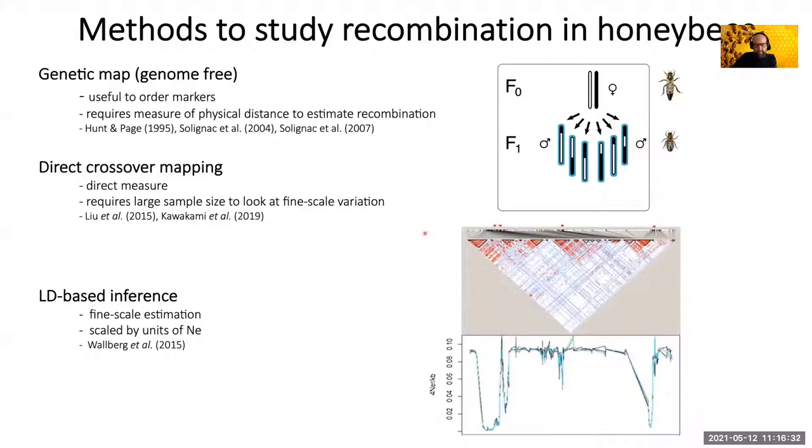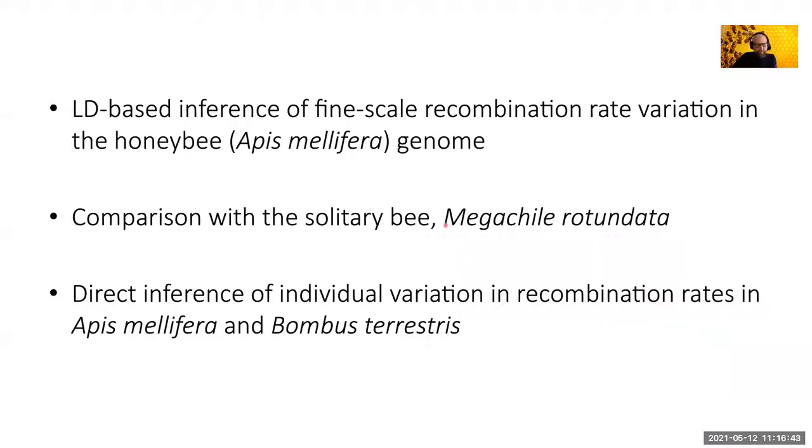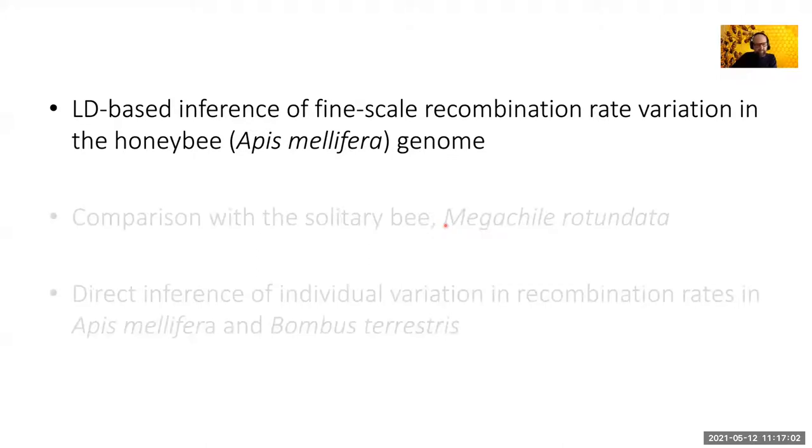And if we also have an estimate of effective population size, it's then possible to convert these estimates into absolute measures of recombination. So what I'm going to talk about today are three different studies that use these different methods to understand variation in recombination rate in social insects and its causes, and also to address the question of why recombination rates in social insects are so high.